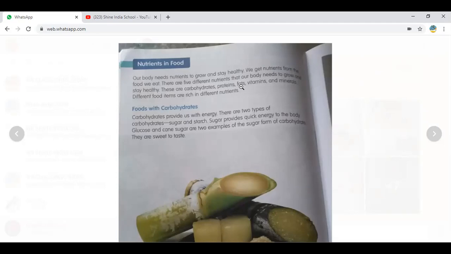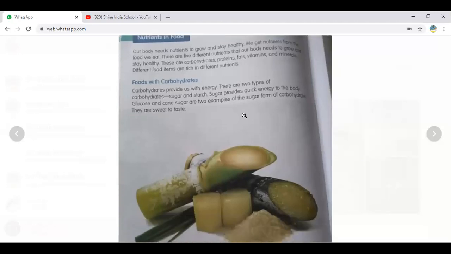Different food items are rich in different nutrients. If you take bread, it is rich in carbohydrate. If you take chicken, it is rich in protein. So every item is different, each and every item is different in taste and also in nutrients. Some food items have especially carbohydrates, some have protein, some have vitamins. So every food item is different from each other.